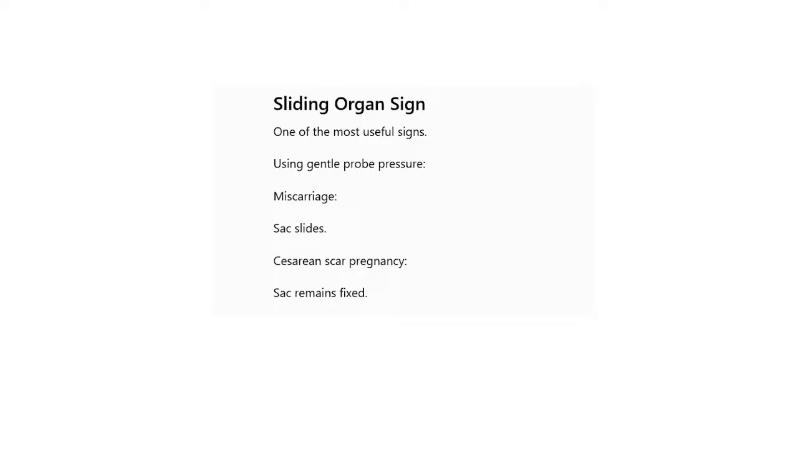But when you have got a normal pregnancy or a miscarriage, then the sac should be sliding.